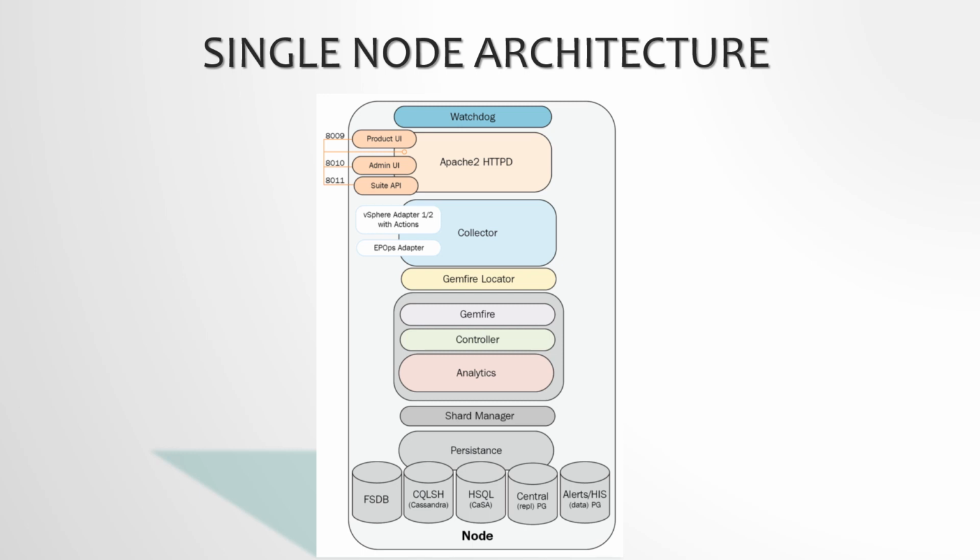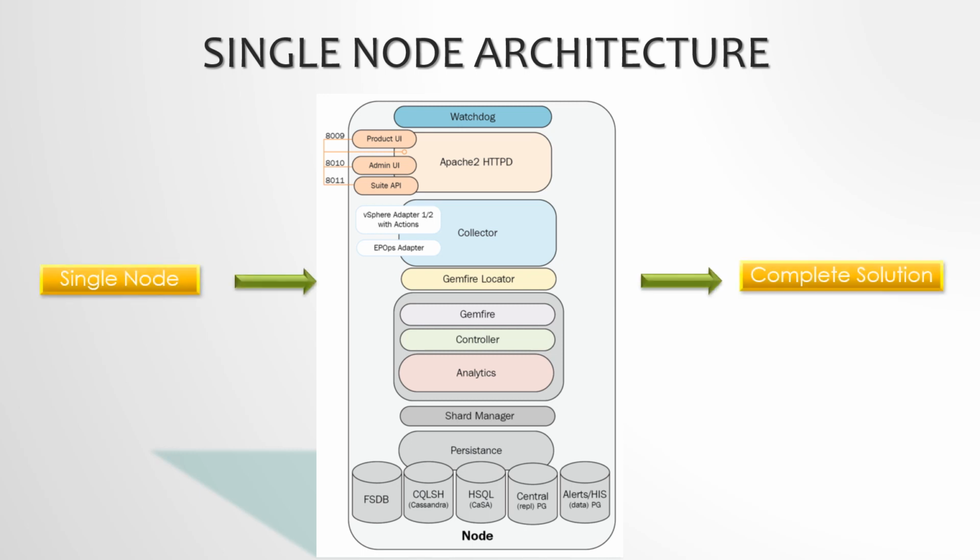Now, in the center, what you are seeing is the layered architecture of a single vROPs node. vROPs has four types of nodes and all of them share a common architecture, about which we are going to discuss later in the video. This single node is a complete vROPs solution, because it has both analytics and user interface.